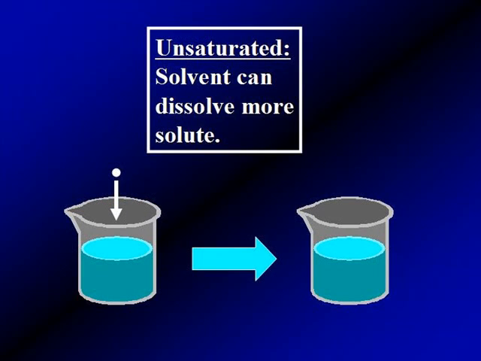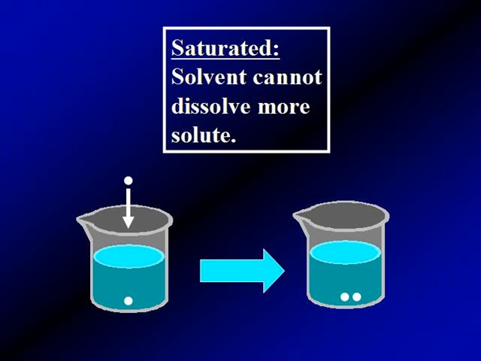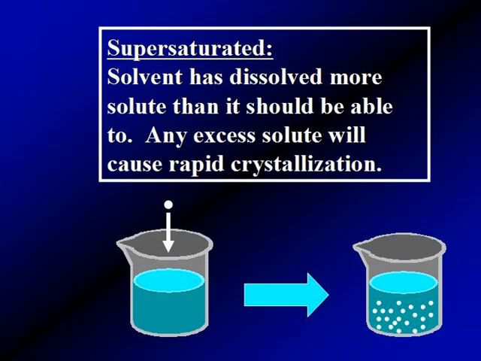If you add a solid to an unsaturated solution, it will dissolve. If you add a solid to a saturated solution, the solvent cannot dissolve anymore, so the solute will settle out to the bottom. If you add a solid to a supersaturated solution, you will get an immediate crystallization throughout the entire solution.